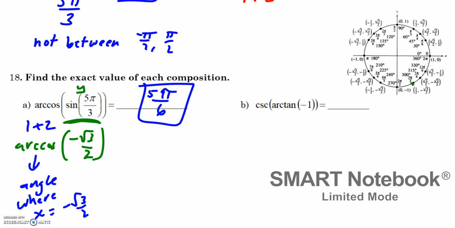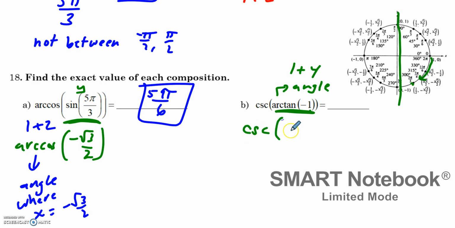Part B, if I start inside out this time, arctangent, I am finding an angle in quadrants 1 or 4. So I'm restricted to these two quadrants where the tangent value is negative 1. Well, the tangent value is negative 1 at 7 pi over 4 technically, but because I cannot cross, I'm going to write this as negative pi over 4 instead.